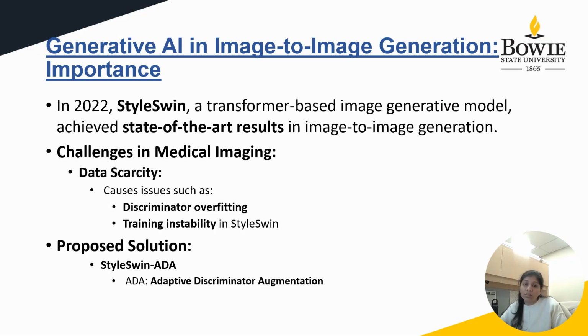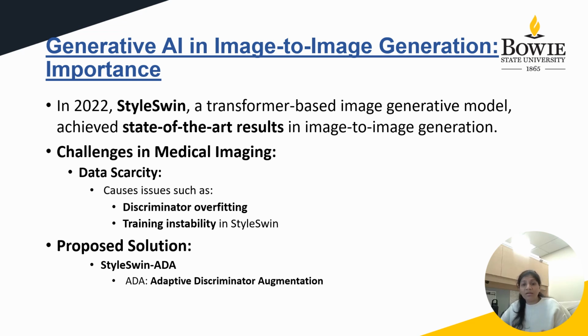So in the year 2022, Microsoft made a significant contribution to the field of image-to-image generation with the introduction of the model which is known as StyleSwin. StyleSwin is a transformer-based image generative model. This model set a new benchmark for state-of-the-art performance in high-resolution image generation. This model was trained on the ImageNet dataset, which is a large and more diverse dataset.